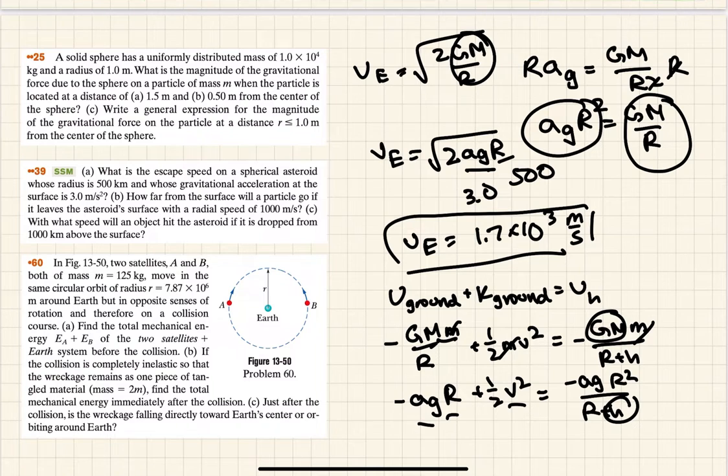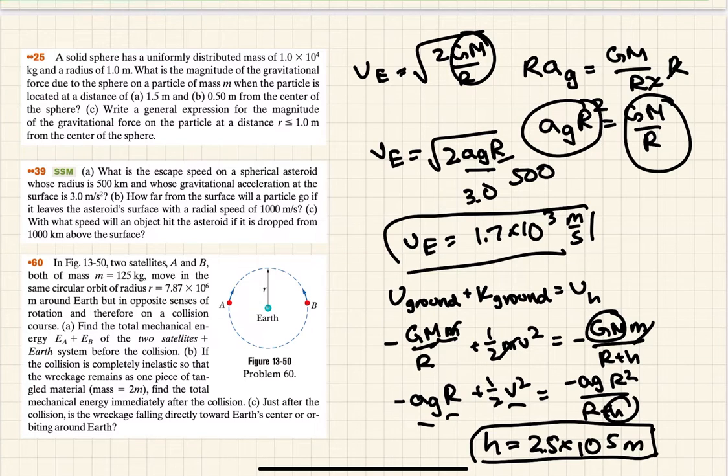You would probably combine these. You would multiply both sides by r plus h and then divide by whatever you get when you combine these two. And then subtract r from both sides. Very messy equation. But if you solve for everything, you're going to get a height of 2.5 times 10 to the power of 5 meters. So yeah, I'm not going to do all the algebra because we don't have time, I don't have space. So better just show you how to do it and the answer.